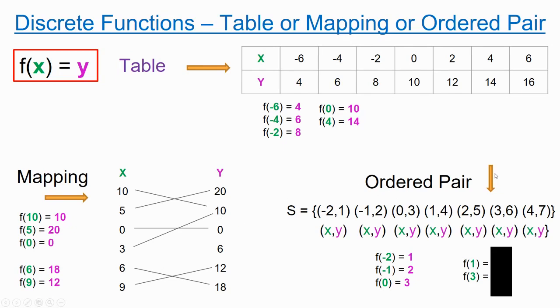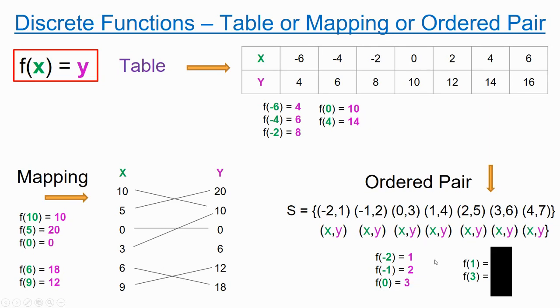Lastly, what about for the ordered pairs? Well, I see here that if I put in an x of -2, it is paired with an output of 1. So f of -2 is 1. Just to remind you, f of -2 is 1. All right. What about f of -1? What's it paired with? Well, the y that it's paired with is 2. So f of -1 is 2. And f of 0, when I put in 0 for x, the function outputs a 3.